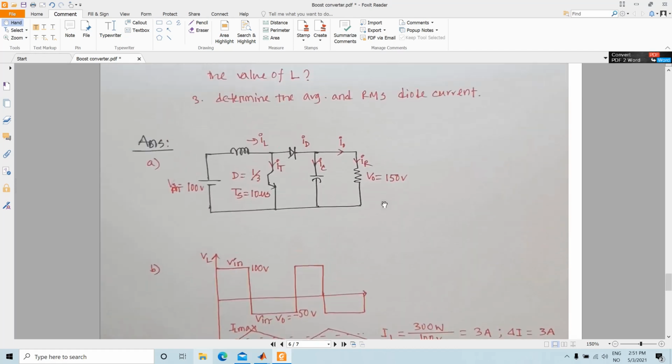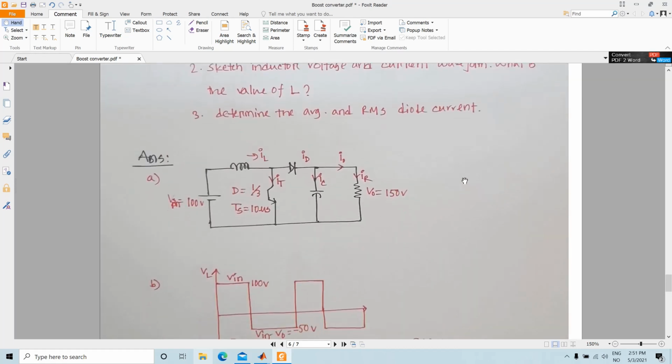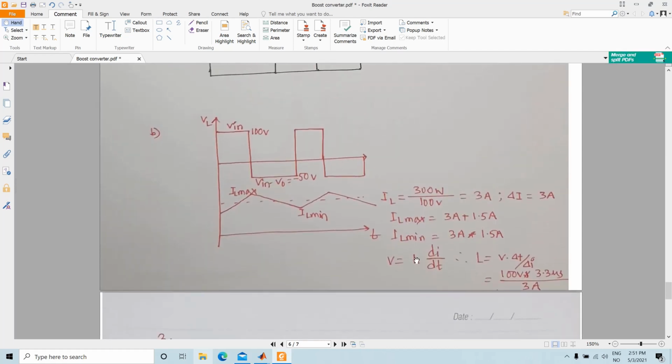Okay, so the next task says what is the value of the L. To calculate the value of the L, you know that V is equal to L di dt. So from here you can calculate the value of the L. In this particular example, you were asked to calculate the value of the L, so the ripple was given as delta I equal to 3 amp. In other numerical problems, maybe that will not be given, maybe your inductor value is given, and from there you may be asked to calculate the value of IL max and IL min. Okay.